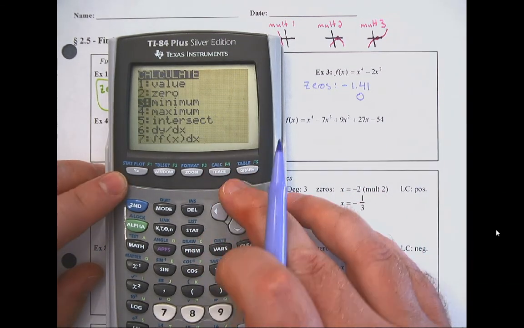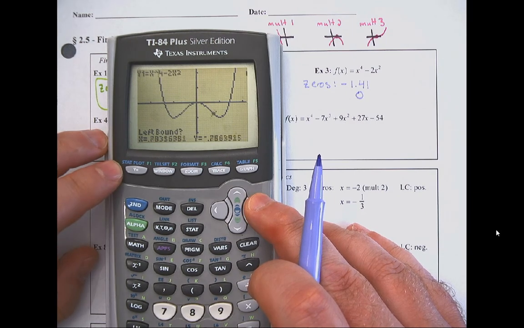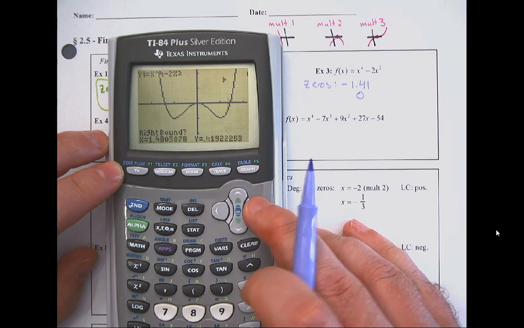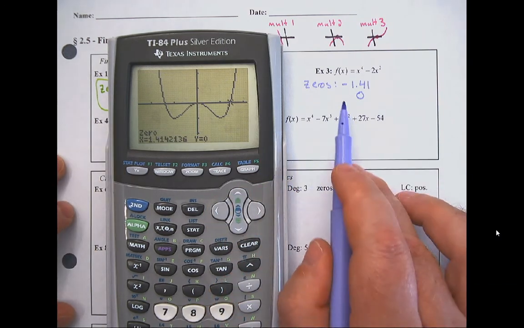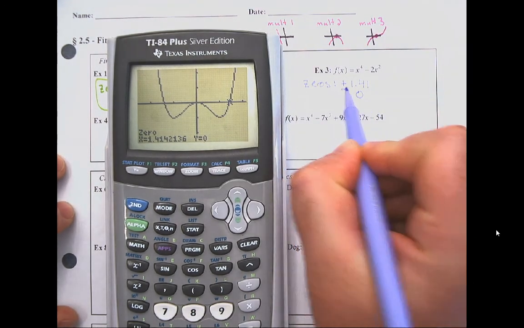Second calc, 0. I want to get somewhere to the left of it. Technically, I could hit enter right now, but I like to get a little closer. Enter. Get on the other side, enter, then get close enough, enter. Oh, shoot, I should have done a plus or minus. Maybe I still can. Plus or minus. Yeah, there we go.